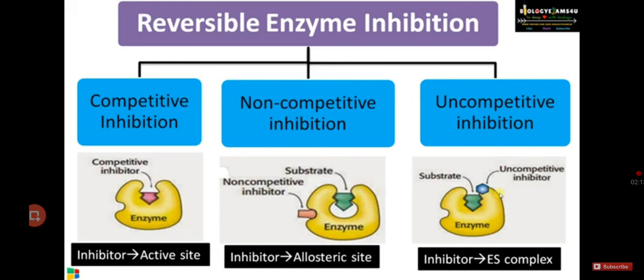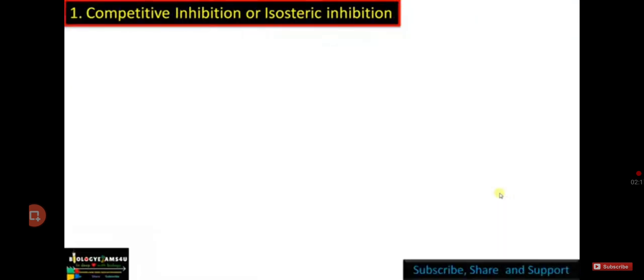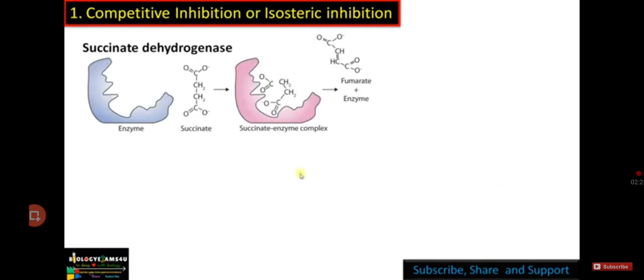Now moving into the detail of each of these. Let's begin with competitive inhibition or isosteric inhibition. Let's take an example. The enzyme is succinate dehydrogenase, the enzyme involved in the Krebs cycle that is involved in converting succinate to fumarate. So this is the enzyme, and succinate can bind to this enzyme, forming succinate enzyme complex and ultimately forming fumarate, releasing the enzyme.